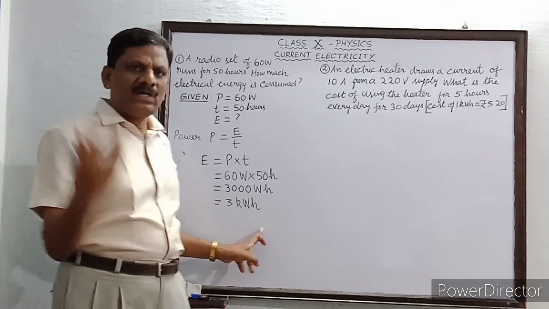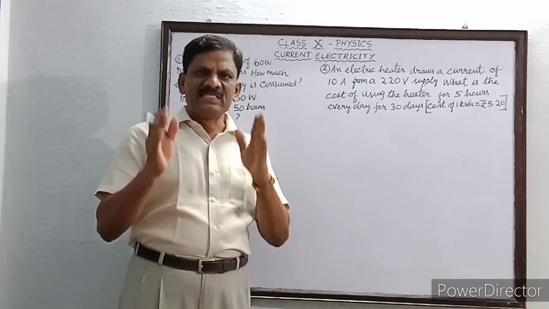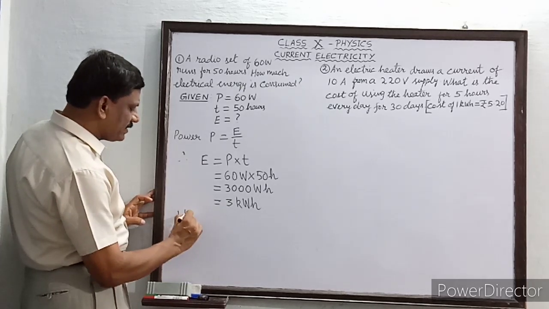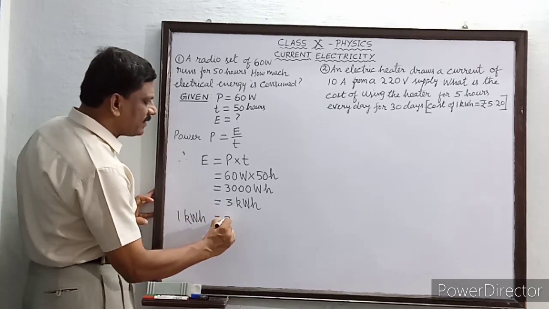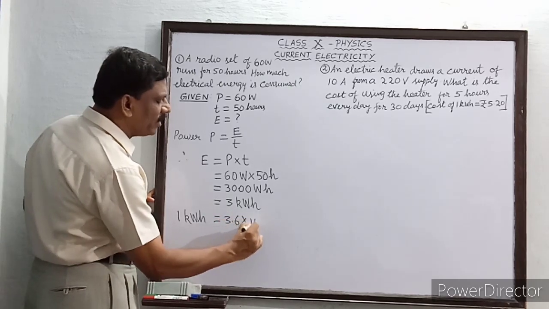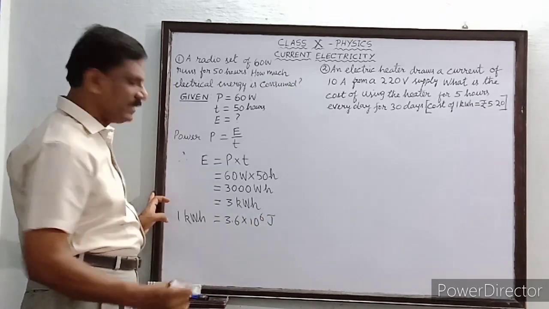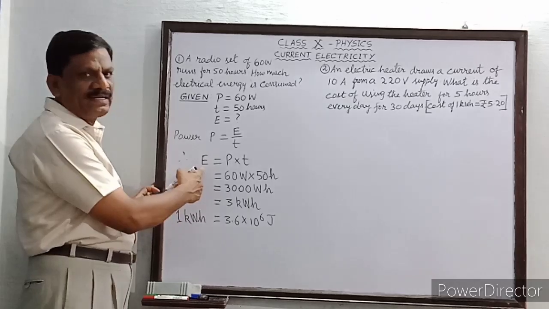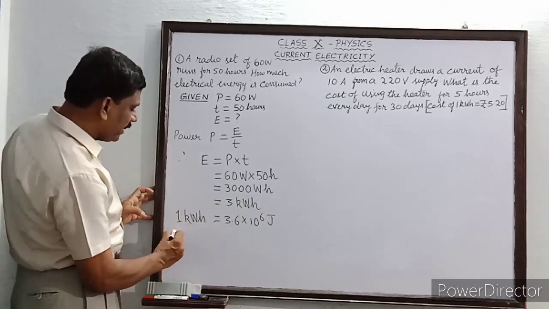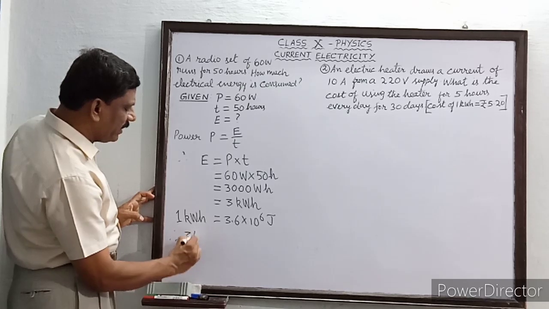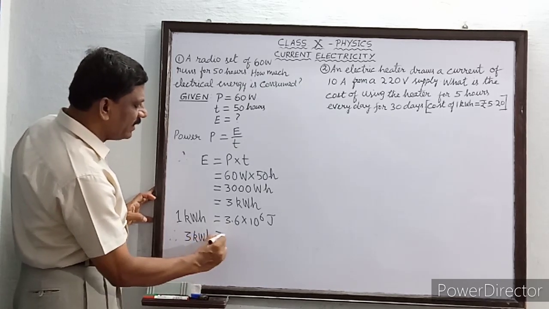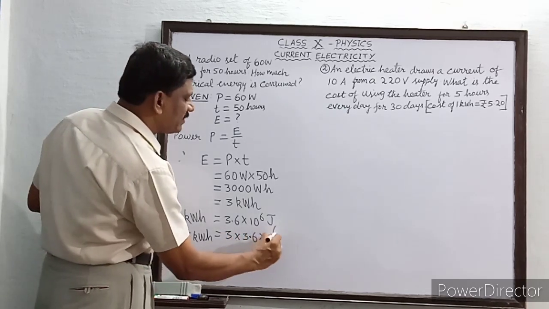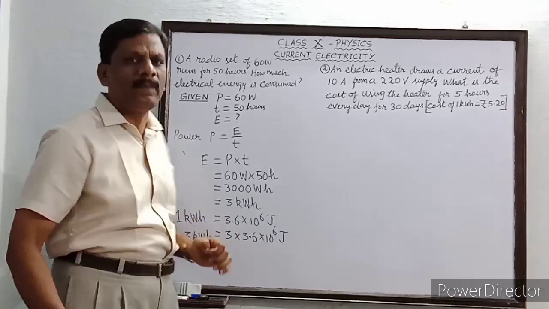But if you want to convert this into joule, you must remember the conversion factor. 1 kilowatt hour is equal to how many joule? It is 3.6 into 10 to the power of 6 joule. Is it not? So 1 kilowatt hour is equal to 3.6 into 10 power 6 joule. I am going to convert this kilowatt hour into joule. Therefore, now 3 kilowatt hour is equal to 3 multiplied by 3.6 into 10 to the power of 6. Now I have converted that kilowatt hour into joule.